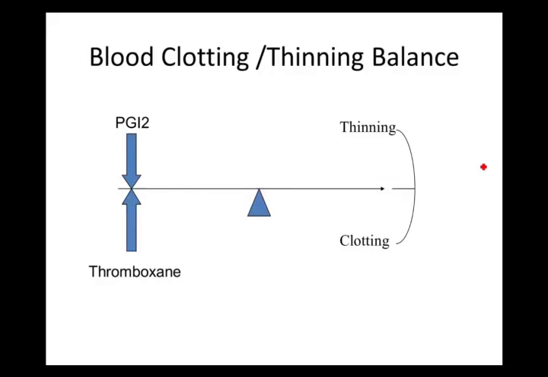So let's kind of review what we're talking about over here. There's a nice balance between thinning blood and clotting blood. Thinning is driven by prostaglandin I2. Thromboxane is driving clotting. Okay, so in normal physiology, there exists an equilibrium, correct? You supply aspirin, which is going to inhibit prostaglandin I2 via COX-2 inhibition. You supply aspirin, which is going to inhibit thromboxane synthesis via COX-1 inhibition.